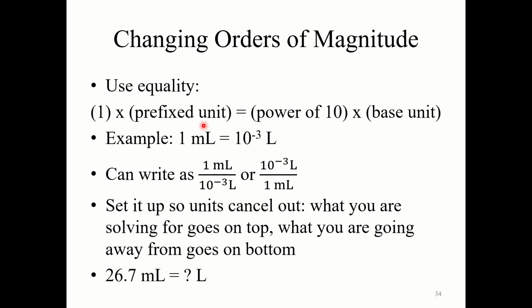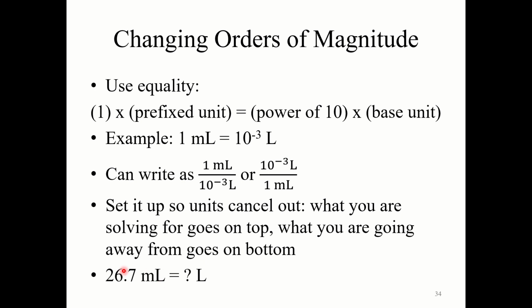So here is our conversion factor: 1 milliliter equals 10 to the negative third liters. And since these things are equal to one another, I can write it with the milliliters on top, or I can write it with the milliliters on the bottom. I can use either one, and I just want to set it up so the units cancel out. What I am solving for should go on top. What I am trying to eliminate, what I am going away from, should go on the bottom.